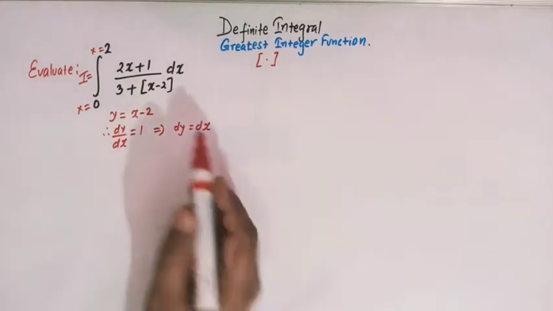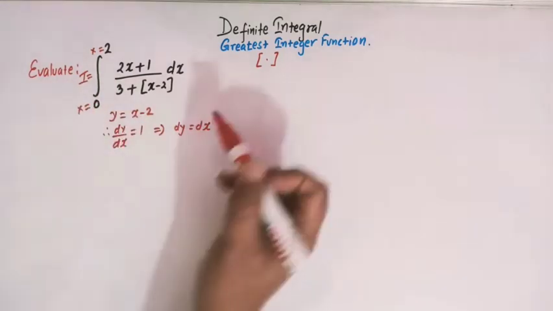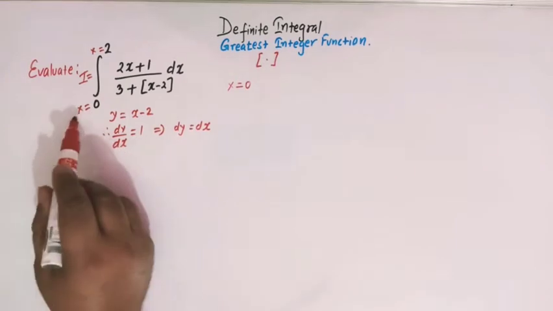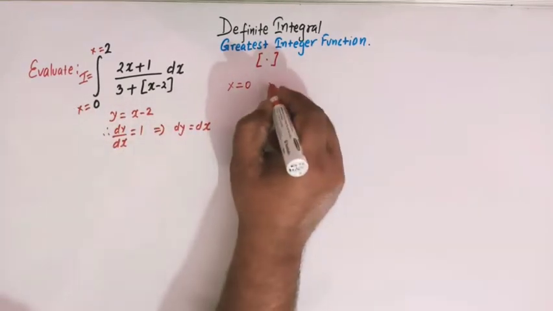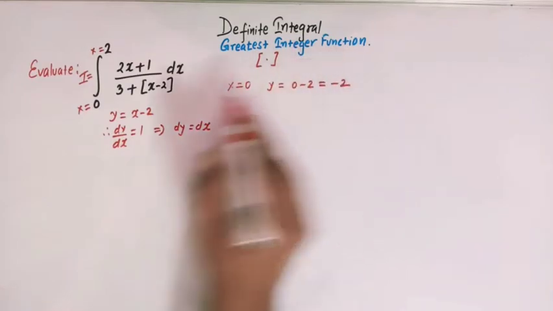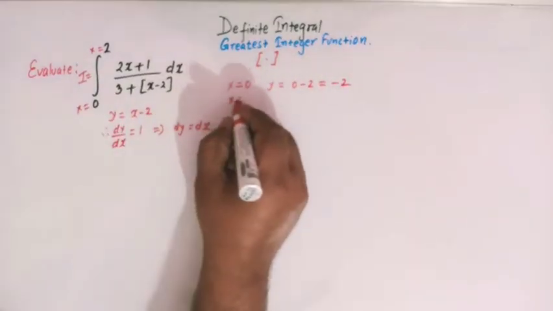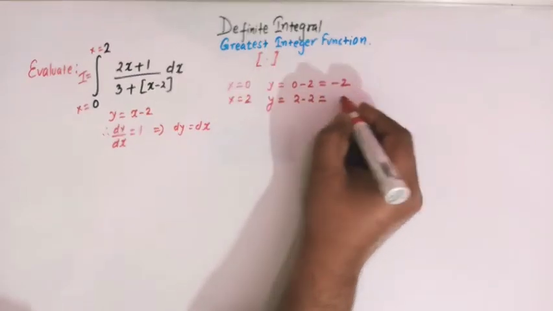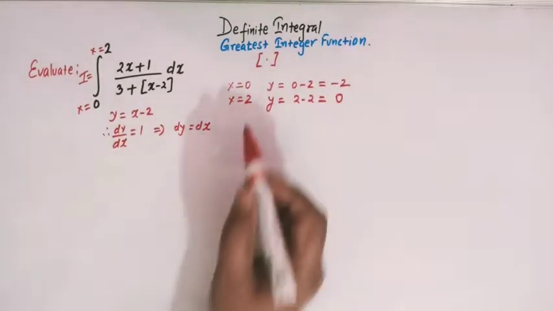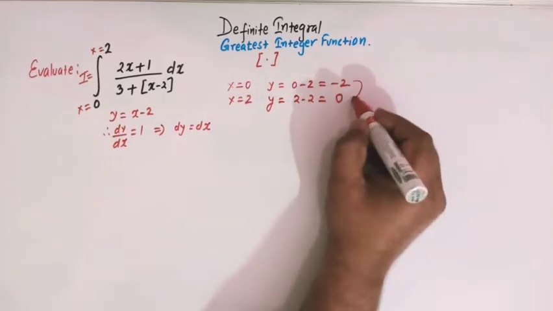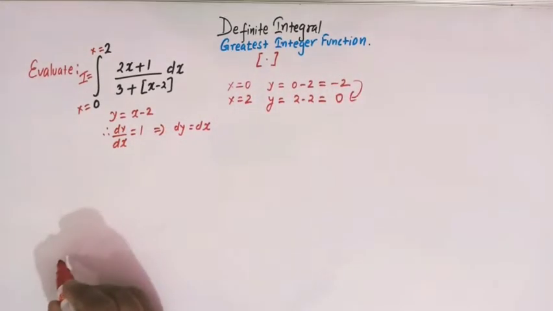Now let us change the limits. When x is 0, y is 0 minus 2, that is minus 2, and when x is equal to 2, y is equal to 2 minus 2, that is 0. So when x varies from 0 to 2, y varies from minus 2 to 0.